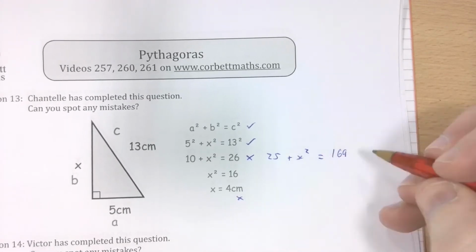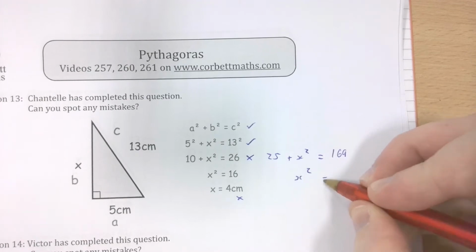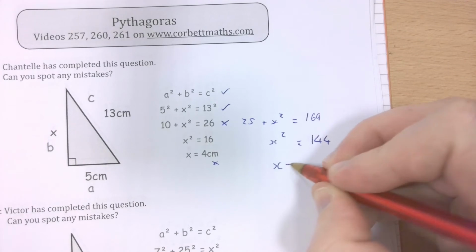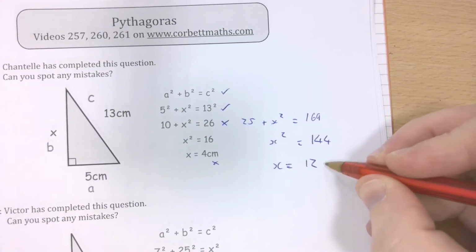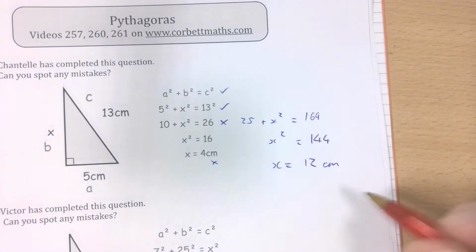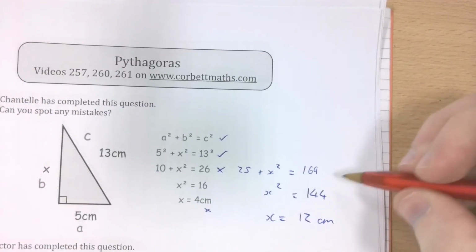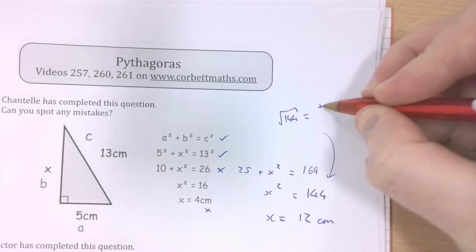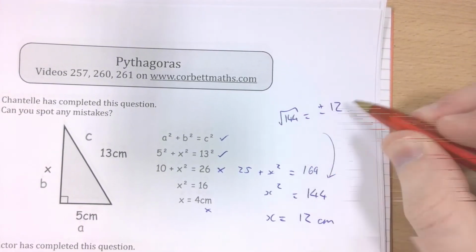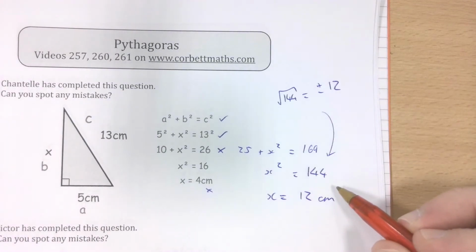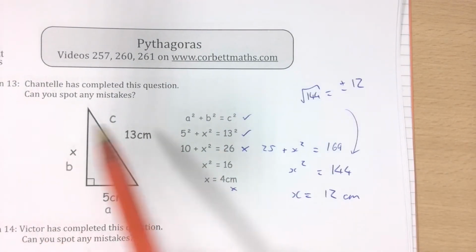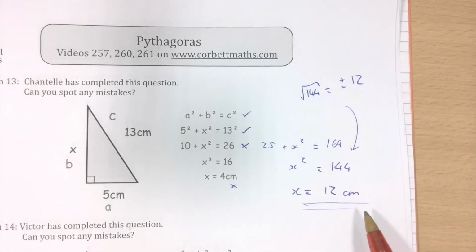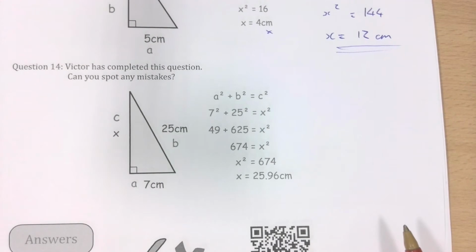If I take away 25 from both sides of this, I get x squared equals 144. And if I square root both sides, I get 12 centimeters. Now, those of you who are smart will recognize that the square root of 144 could be positive or negative 12, because negative 12 times negative 12 makes 144. But because these are lengths, there's no such thing as a negative length, so x is going to be positive 12.